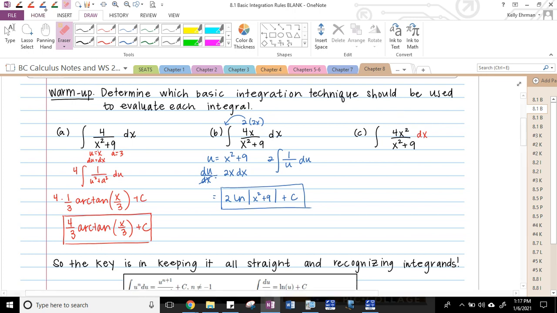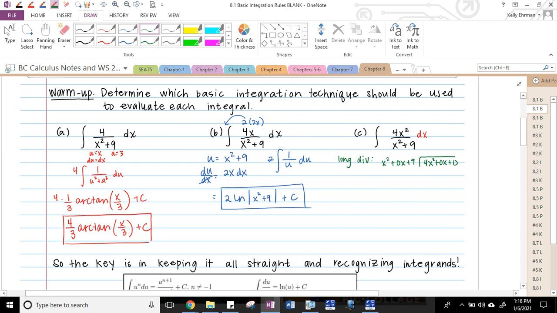I'm not sure how often we've used this method, if at all, but it's something that we will be using in this chapter. So another idea, if u sub isn't going to work and you have the same degree, numerator and denominator, is to use long division to split the problem up. Right now it's a single fraction. I can use long division to split it into multiple terms and see if I can integrate each term. So what I mean by that is set up x squared plus 0x plus 9, divide that into 4x squared plus 0x plus 0.